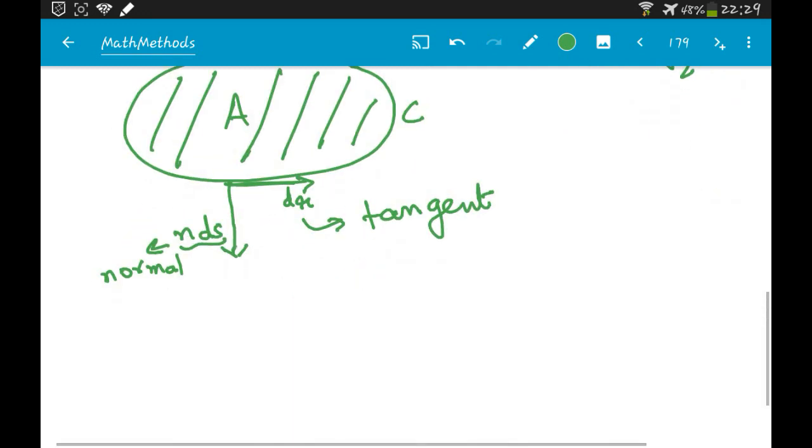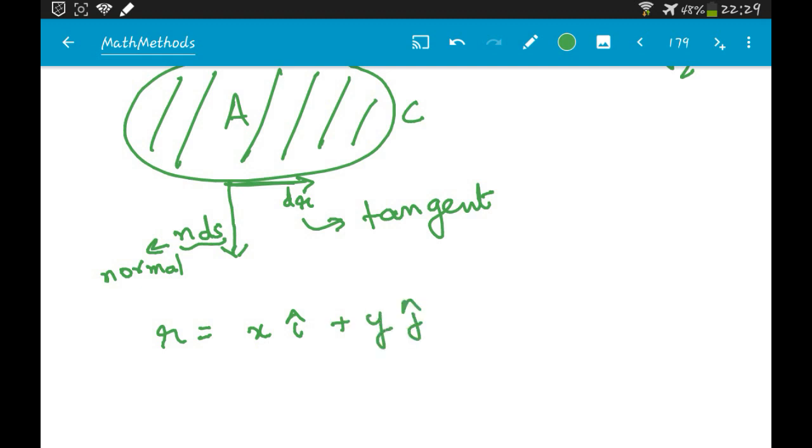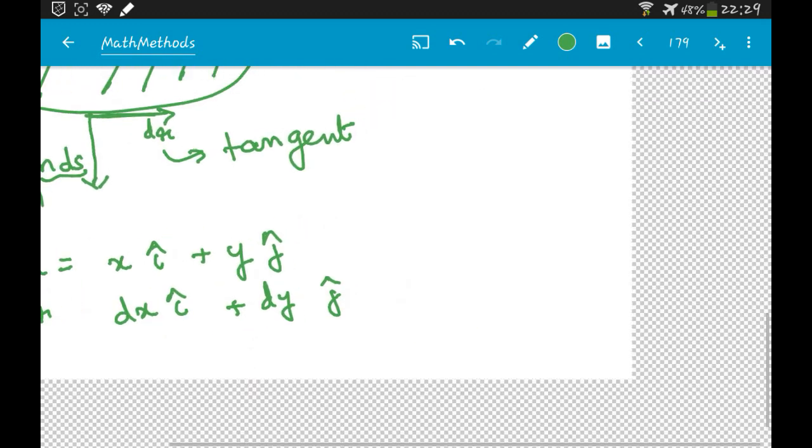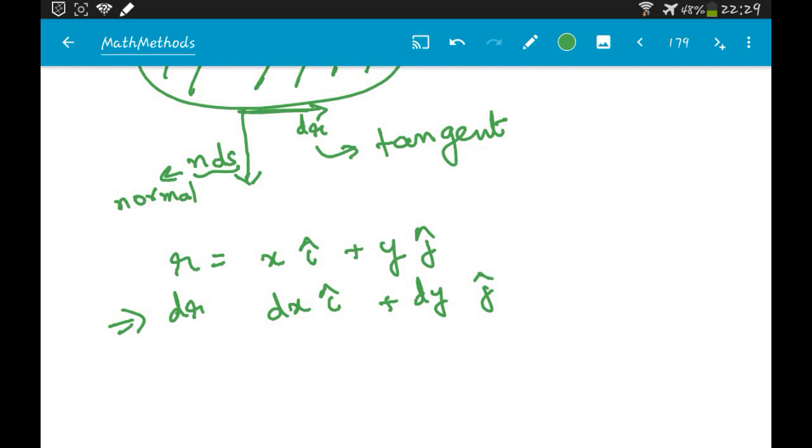Okay, so r is always given by x i plus y j, because this is only in two dimensions. We will write r equals x i plus y j. So dr is going to be dx i plus dy j. Okay, and what is n ds? n ds is something which is perpendicular to dr.